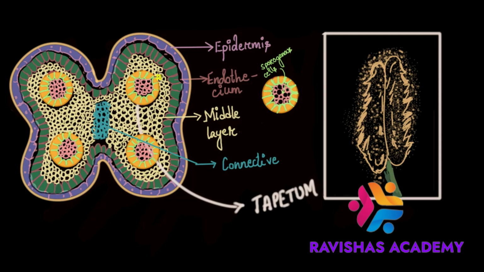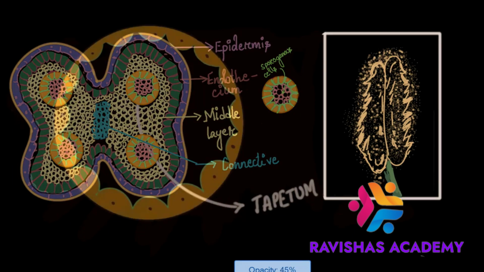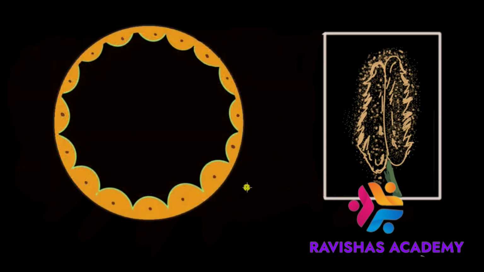So the tapetum layer and the pink cells that you see inside, which later form microspores. Let us enlarge that part now. So here it is. This is the tapetum layer. Let me write it down. This is tapetum. And why is it so important?